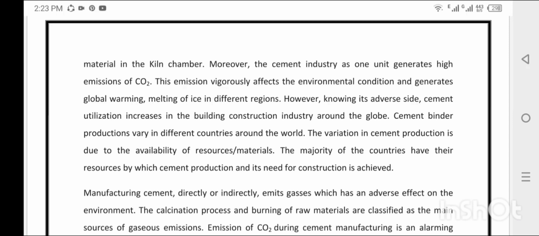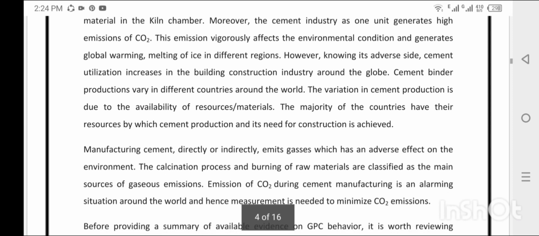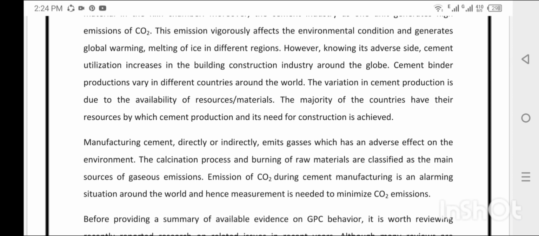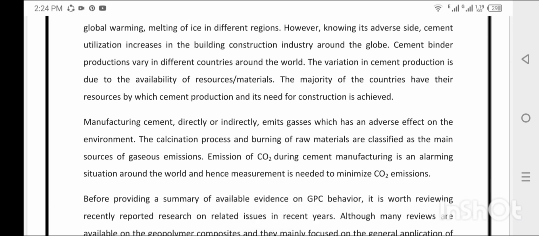Cement binder production varies in different countries around the world. The variation in cement production is due to the availability of resources or other raw materials. The majority of the countries have their resources by which cement production and its need for construction is achieved.